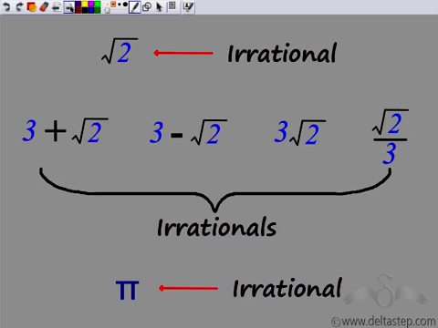So we see that under root 2 is an irrational number. Further, addition, subtraction, multiplication, division of a rational and irrational gives me an irrational number, and pi too is an irrational number.